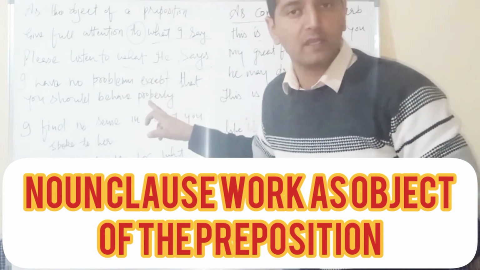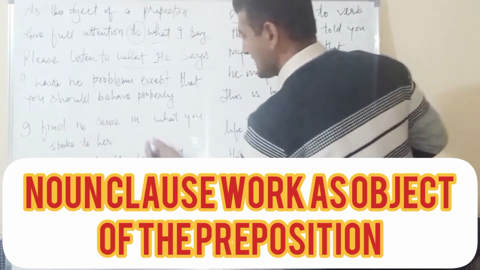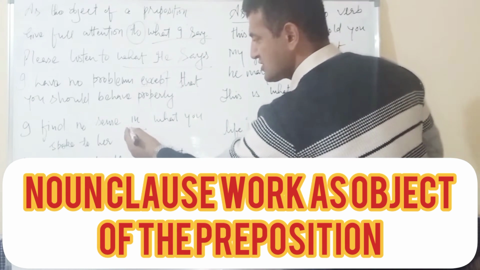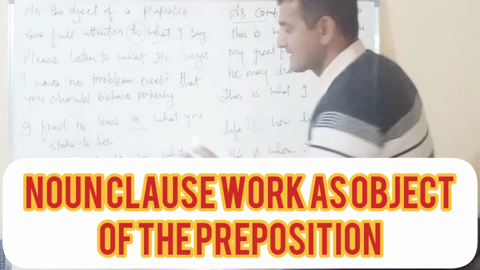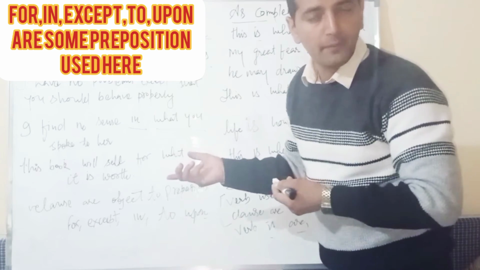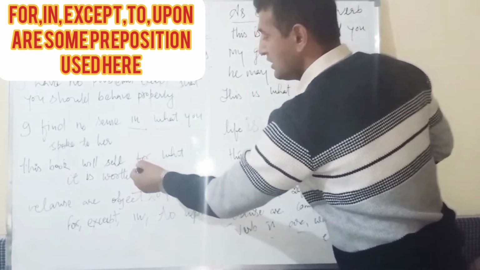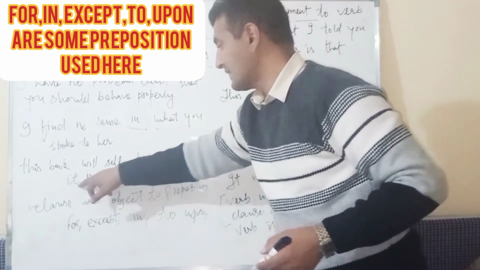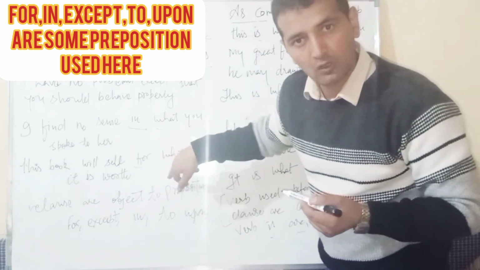This is the next one here. Clear? Okay. I find no sense in what you spoke to her. "In" is what? A preposition. And "what you spoke to her" is the object of the preposition, a noun clause. Okay, this book will sell for what it is worth. For what it is worth. This is a noun clause.